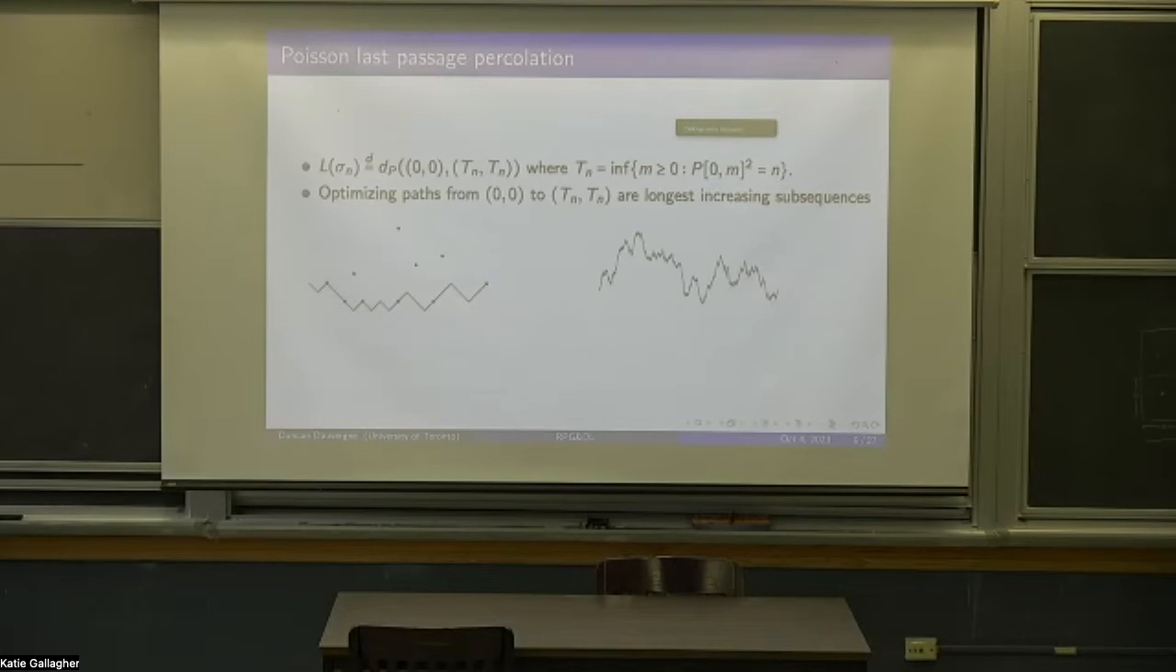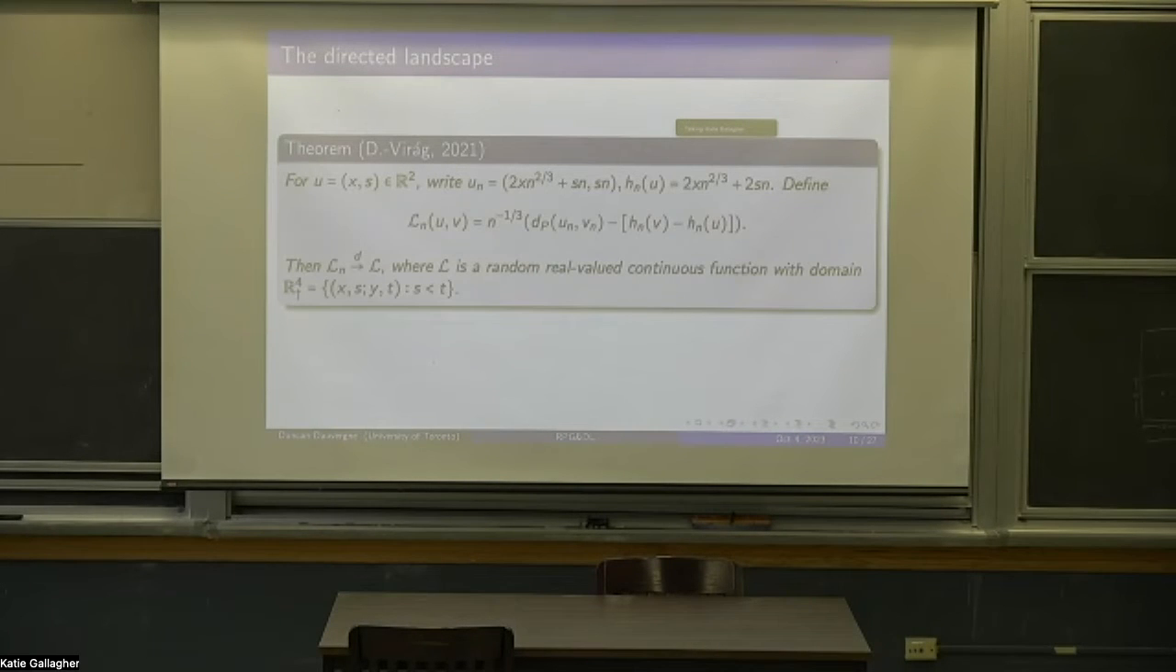So how would you want to prove something like this? What you should try and do is take the richest possible limit of this entire Poisson last passage process. So rather than just focusing on the limit of, say, the distance between two fixed points, or the limit of just the optimizing path, we're going to try and take a limit of the entire metric space. And so that's the idea. And this limit is the directed landscape. So let me explain how this works.